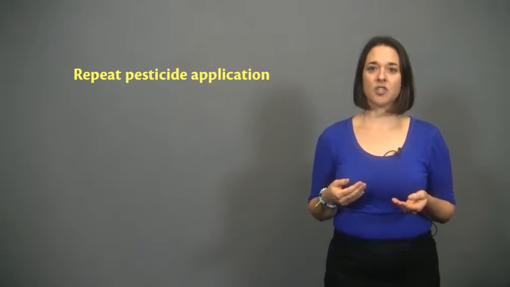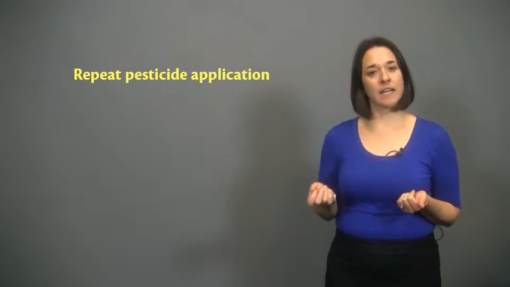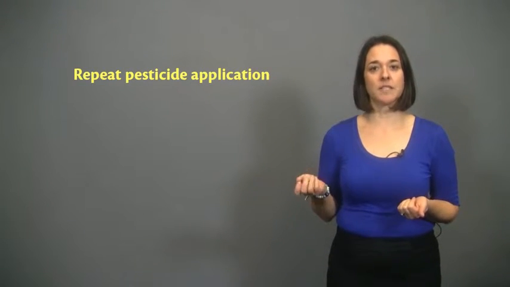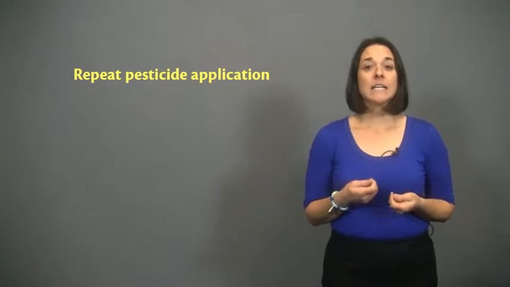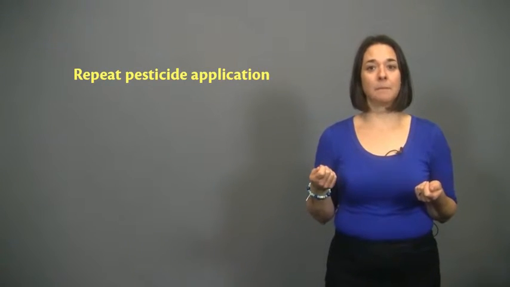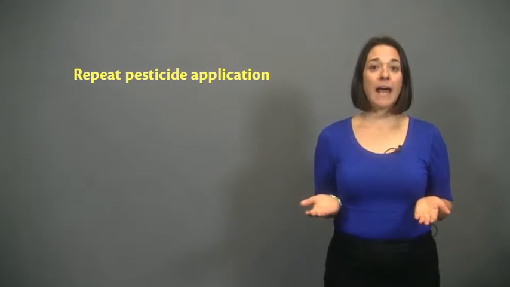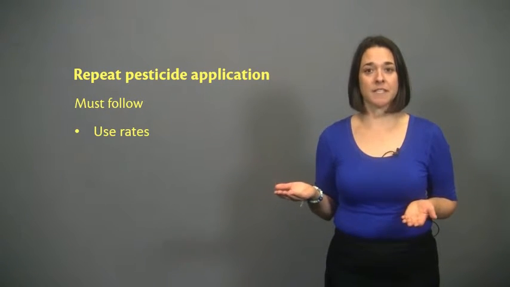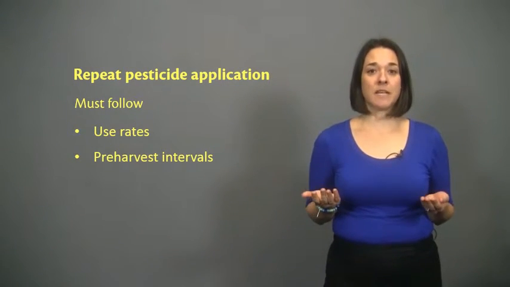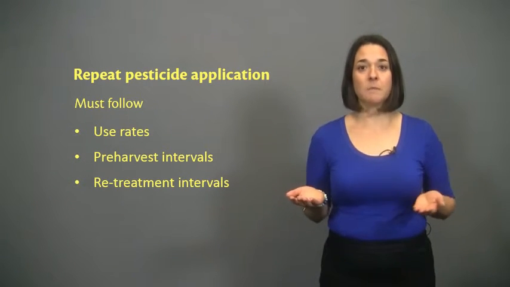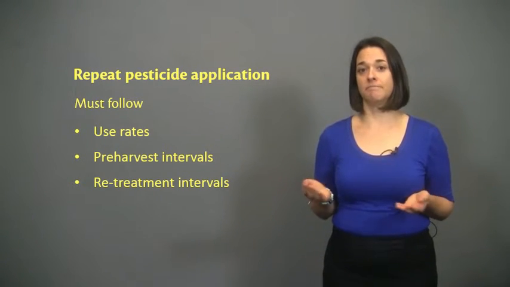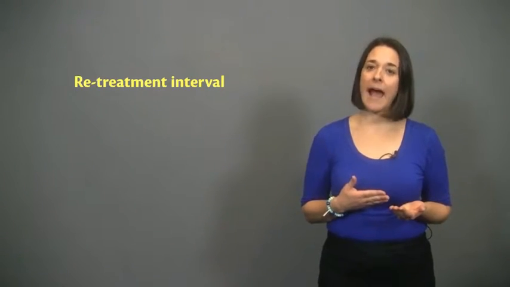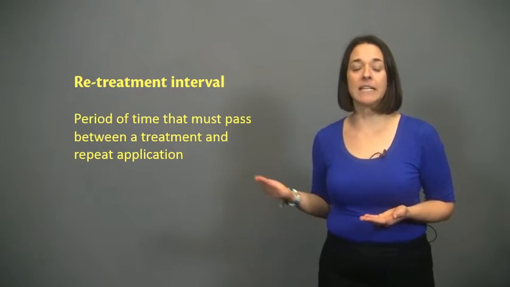How long should you wait before making a repeat pesticide application? This is just another factor that can lead to illegal pesticide residues if not properly followed. Sometimes multiple pesticide applications are needed to control a pest throughout a growing season. Along with use rates and pre-harvest intervals, there are also retreatment intervals that must be followed before making a repeat application. A retreatment interval is the period of time that must pass between a treatment and a repeat application.